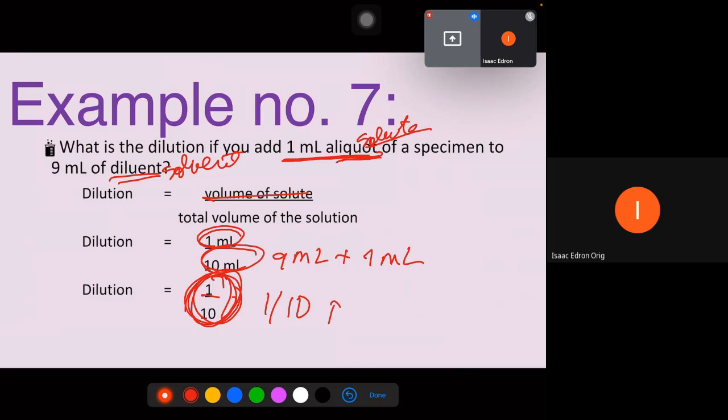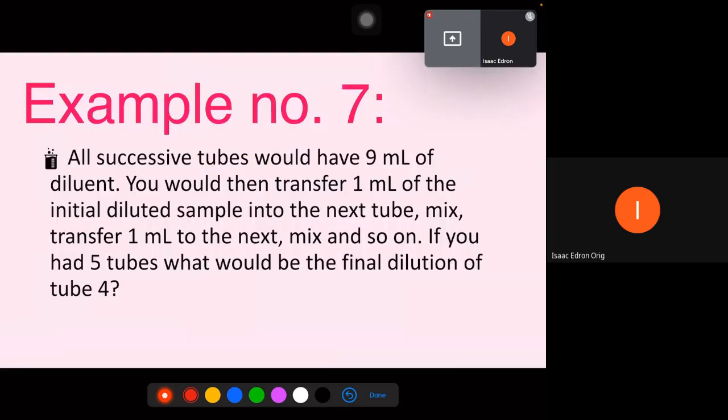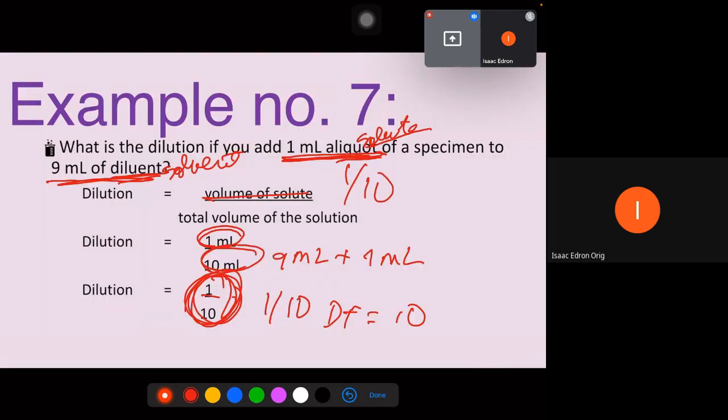Ano nga ang diluting factor niya? 10, di ba? So the same lang yan siya. 1 ml of aliquote in 9 ml of diluent is 1/10 dilution. Kasi need natin yan siya for the next problem, which is serial dilution.